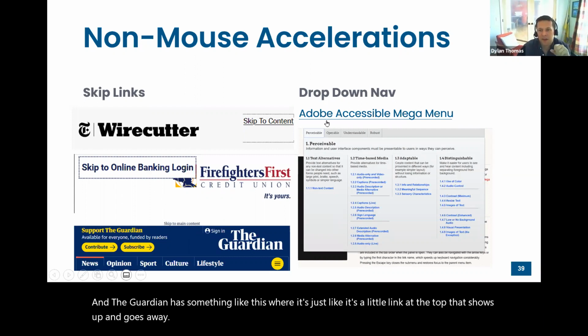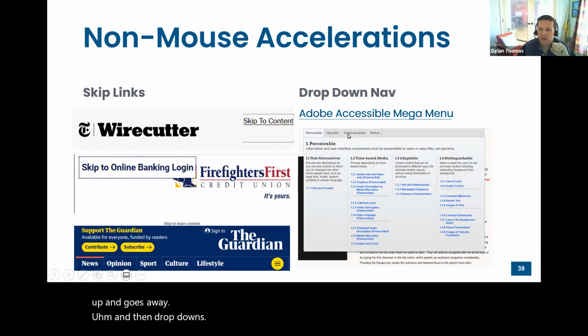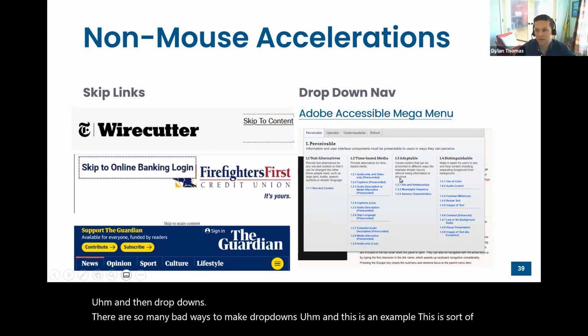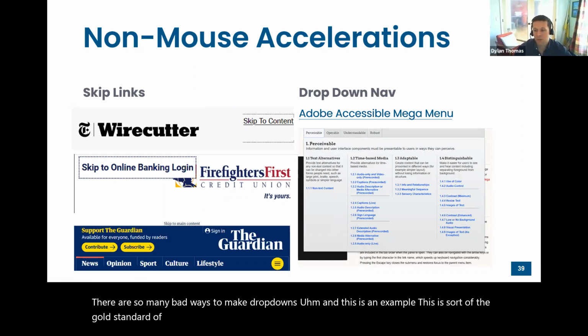And then drop downs. There's so many bad ways to make drop downs. And this is sort of the gold standard of a super accessible mega menu, which I'll demo in a minute.